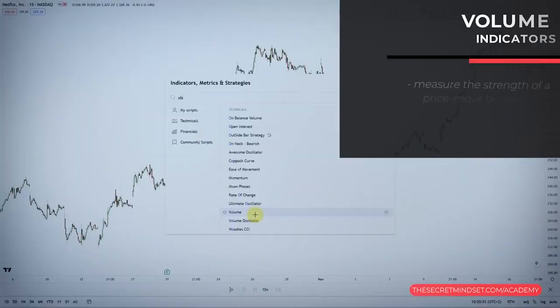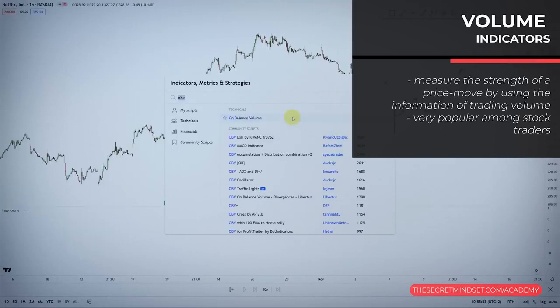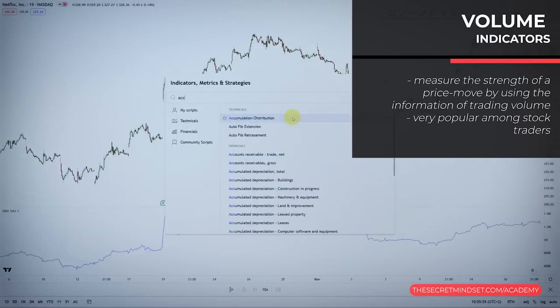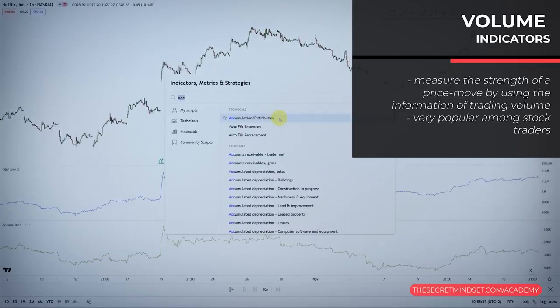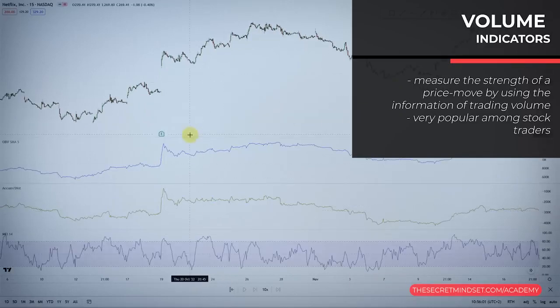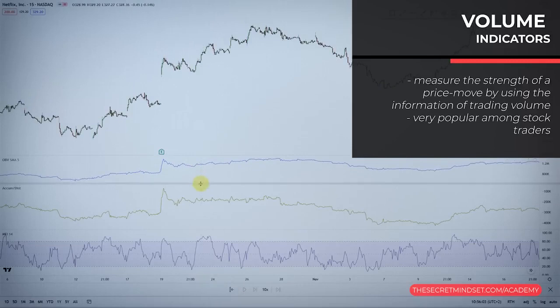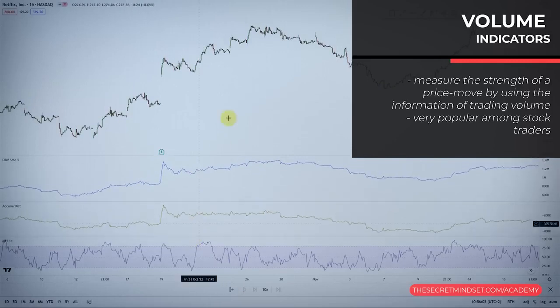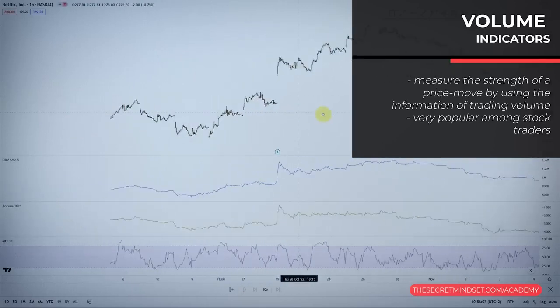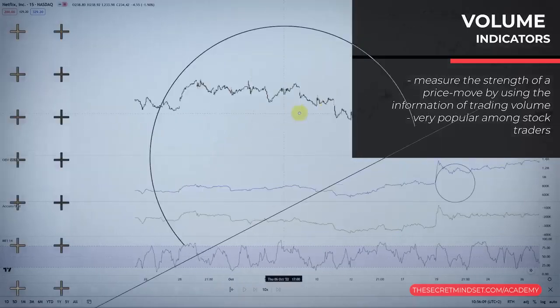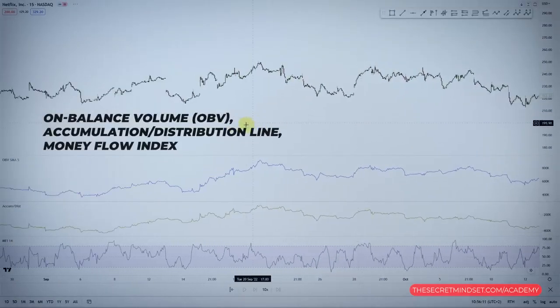Volume indicators measure the strength of a price move by using the information of trading volume. While volume indicators are very popular among stock traders, forex traders can't take much advantage of them since there are no reliable measures of trading volume in the currency market. Most popular indicators are the on-balance volume, the OBV, the accumulation and distribution line, and the money flow index.